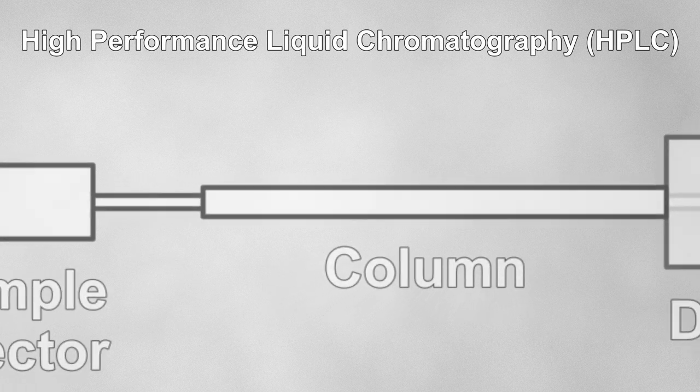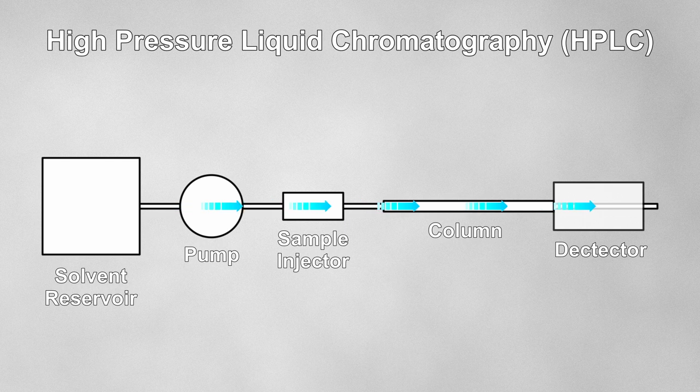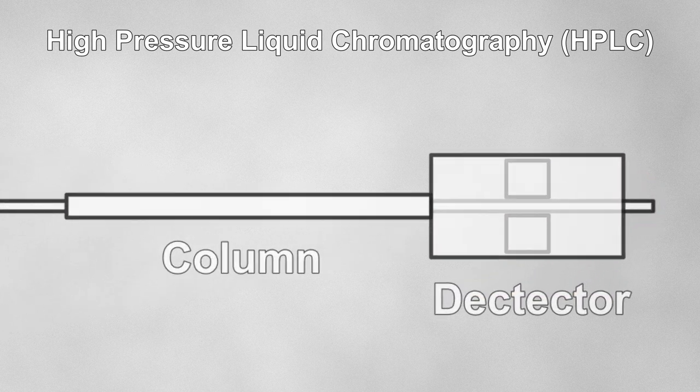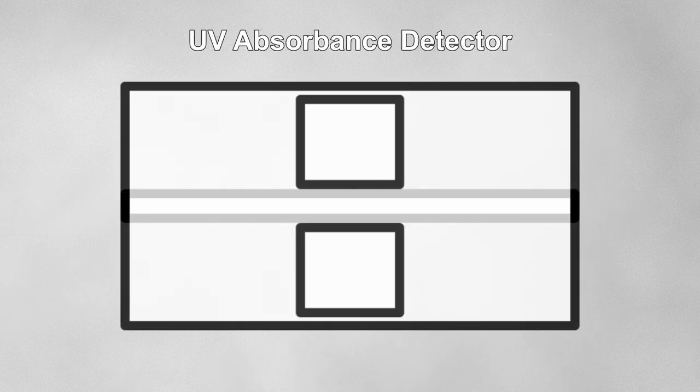Either way, we inject a solution of our mixture into the high-pressure solvent stream, and the components of the mixture are separated by their relative affinities to the stationary phase and to the mobile phase. Since high pressures are required to force the solvent through the column, HPLC is sometimes called high-pressure liquid chromatography. The high pressures make HPLC a lot faster than column chromatography. Each component is detected as it makes its way out of the column. The most common type of detector used with HPLC is a UV absorbance detector. This involves passing a beam of UV light through the solvent as it exits the column.